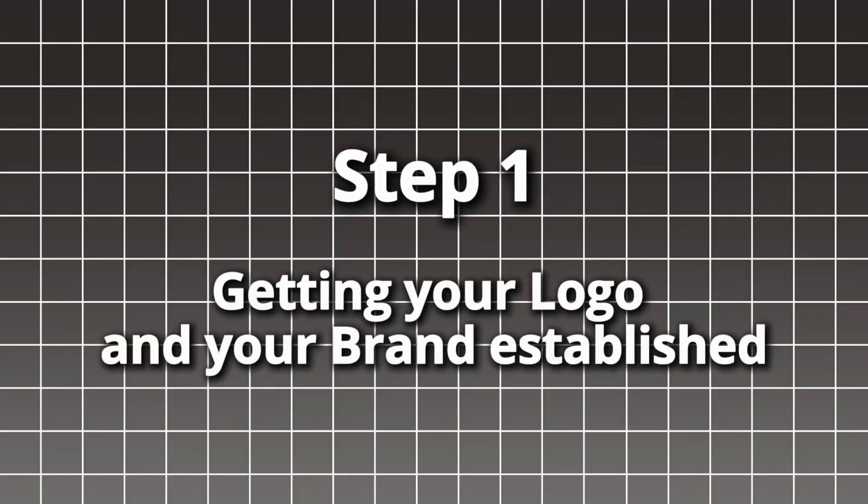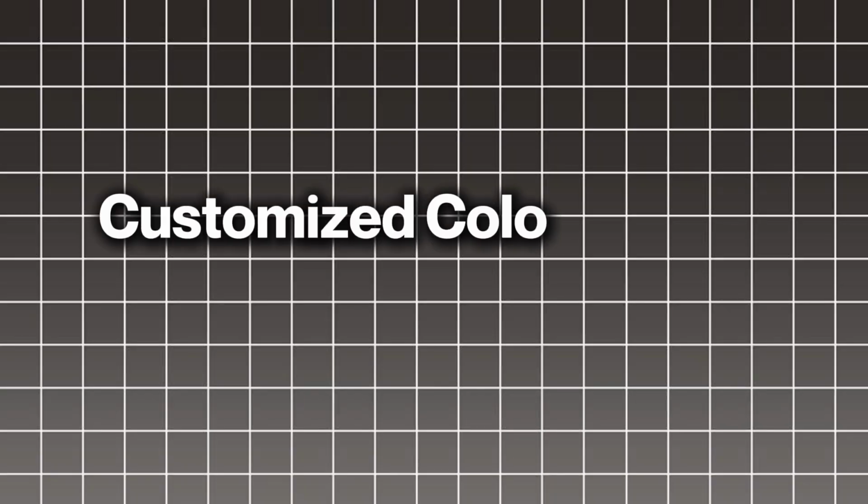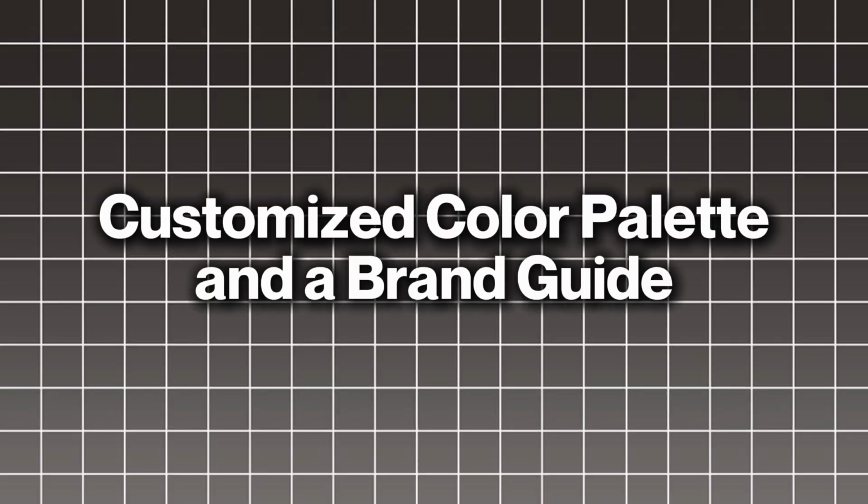The first step with any new startup practice is getting your logo and your brand established. Kaleidoscope's team of expert designers are going to create for you not just a logo, but also a customized color palette and a brand guide so that you know wherever you're placing that logo, if you're ordering printed marketing materials, maybe you're doing some swag, water bottles, t-shirts, having the right guidance so that all of your stuff matches, right? That brand consistency as you introduce yourself to the community is going to be so important.